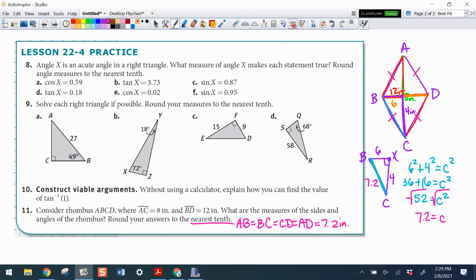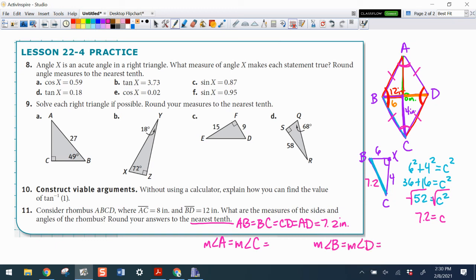Now they want us to find the measures of the angles. Now the other property we need to discuss here of the rhombus is that opposite angles are actually congruent. So whatever we find for the measure of angle B is actually the same as angle D, and whatever we find for the measure of angle A is actually the same as angle C. So I'll go write that down here. Measure of angle A is equal to the measure of angle C, which we'll find what it is, and the measure of angle B is equal to the measure of angle D, and we'll find what that is.